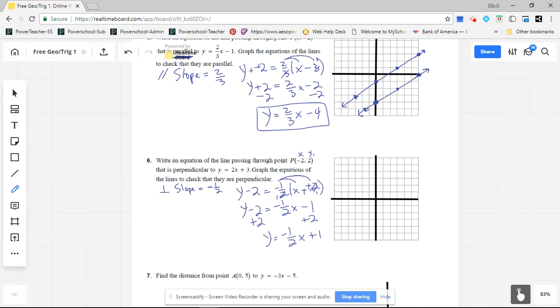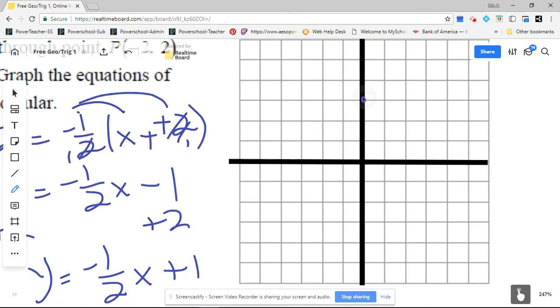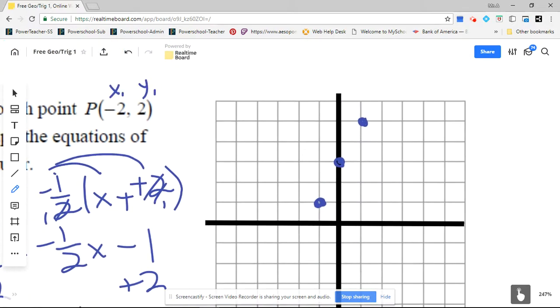Then we want to graph them both. And again, I would start with the original line. Our original line is y equals 2x plus 3, so I'm going to start at 3 and go up 2 and over 1, and I'm also going to go down 2 and to the left 1. Negative negative is also a positive slope. So I'm going to draw that line in there.